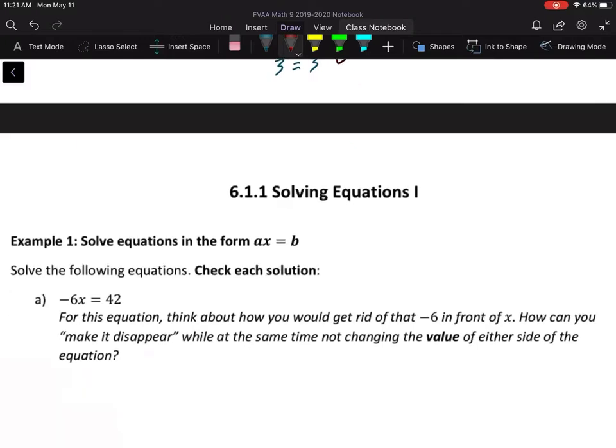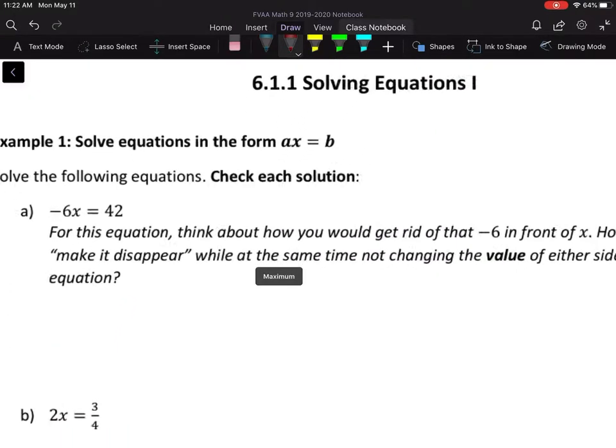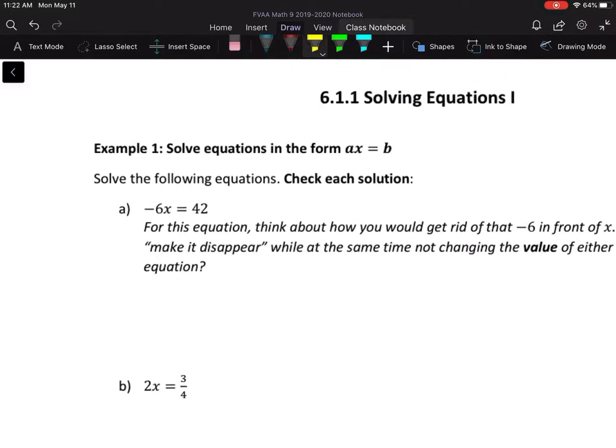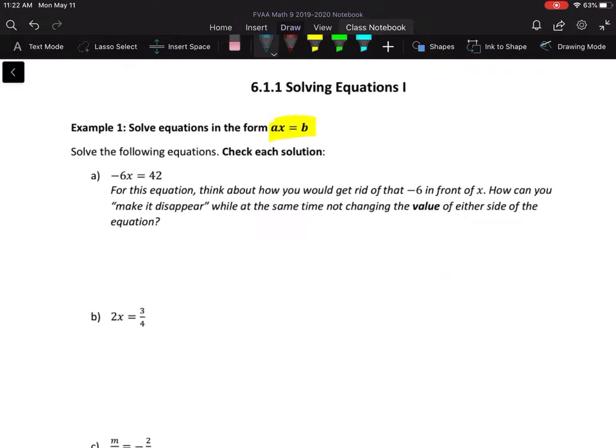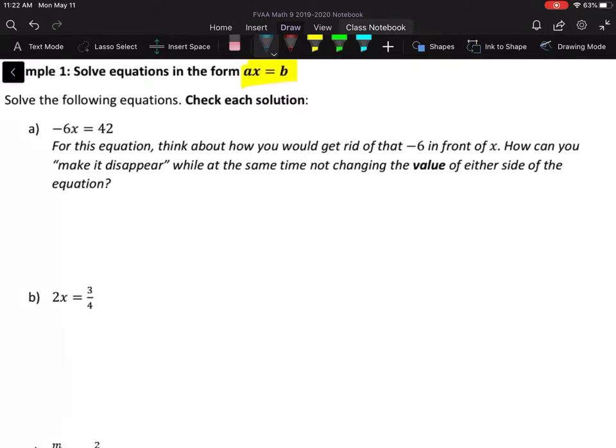All right. So let's get started here. Solving simple equations in the form of ax is equal to b. Solve the following equations. Check each solution. So for this equation, think about how you would get rid of the negative 6 in front of the x, and how can you make it disappear, while at the same time not changing the value of either side of the equation.